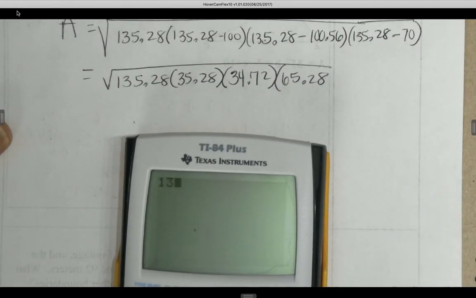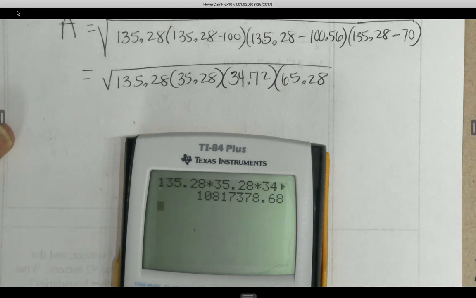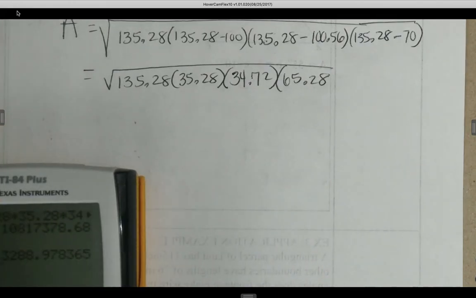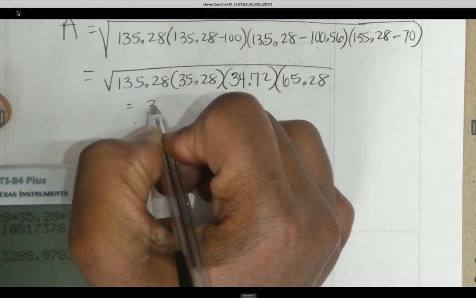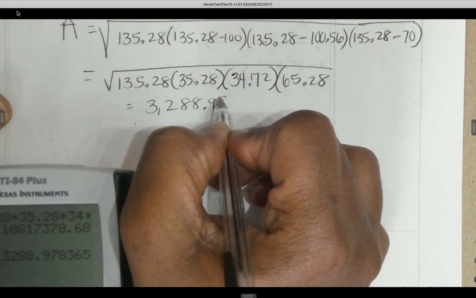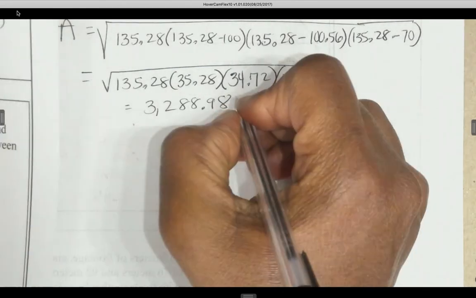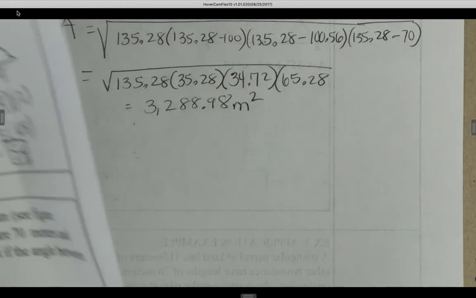So I have 135.28 times 35.28 times 34.72 times 65.28. All right, which is a large number, but I need the square root of that number, that answer. So then I get the area is 3,288.98, we'll say. And everything was in meters, so this is meters squared.